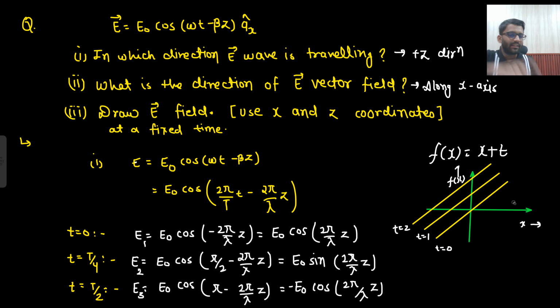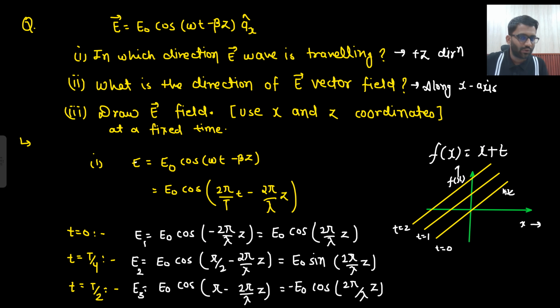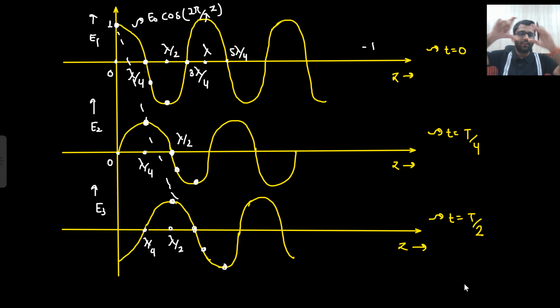Here also you could have said, sir, if I took the photo at t equals to 0, this is what I got. If I took the photo at t equals to 1, this is what I got. If I took the photo at t equals to 2, this is the waveform that I got, right? Similarly, when I took the photos, what did I get to know? That my wave is actually traveling like this. This peak is moving, so the wave is traveling like this.